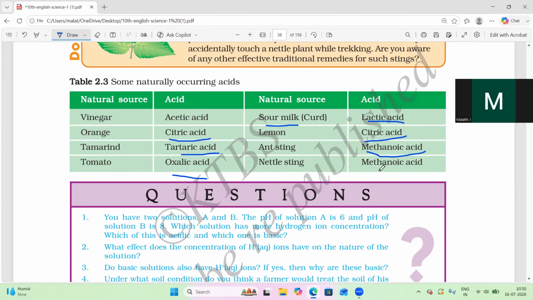Ant sting, honeybee sting, and nettle sting all contain methanoic acid. So you may get an important question here. Sour milk or curd contains which type of acid? Lemon contains which type of acid? Or when honeybees or ants bite, which type of acid will be released into our body? What should you do to get rid of that acid?